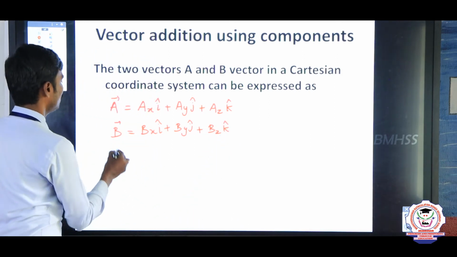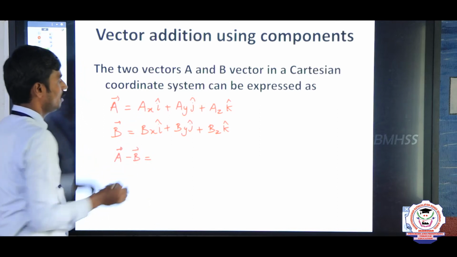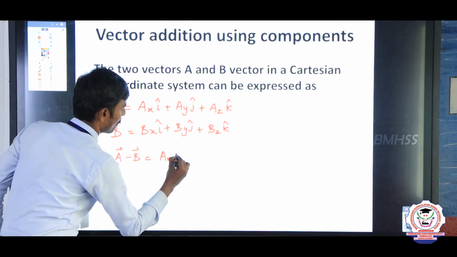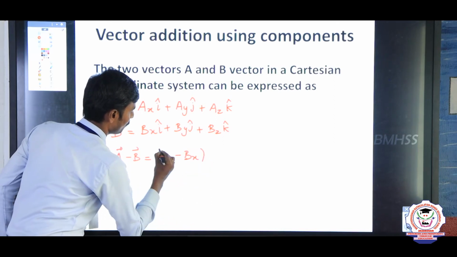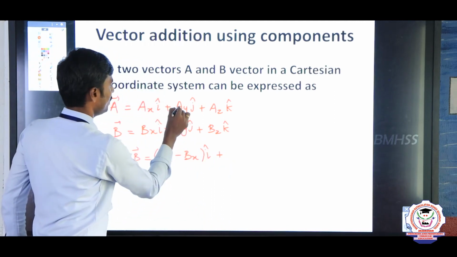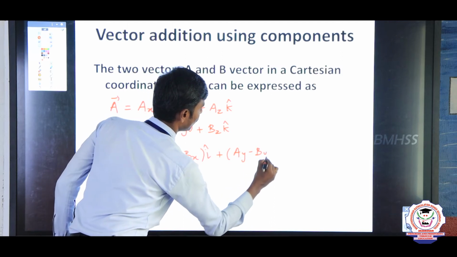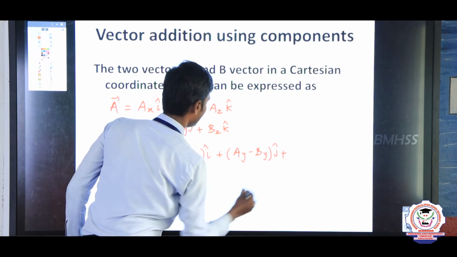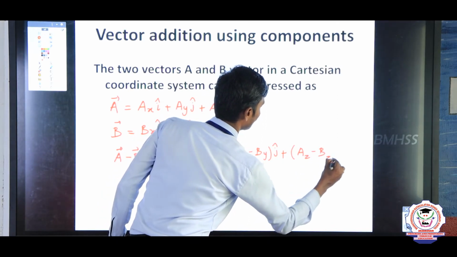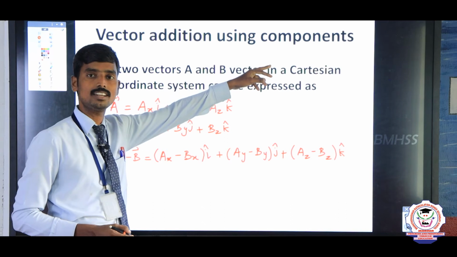So here A minus B, subtraction of two vectors. Here Ax i cap, here Bx i cap. So take i cap, remaining term Ax minus Bx into i cap. Are you clear? In the same way, plus Ay minus By into j cap, plus Az minus Bz into k cap. This is the subtraction of two vectors using the component method, Cartesian coordinate system.